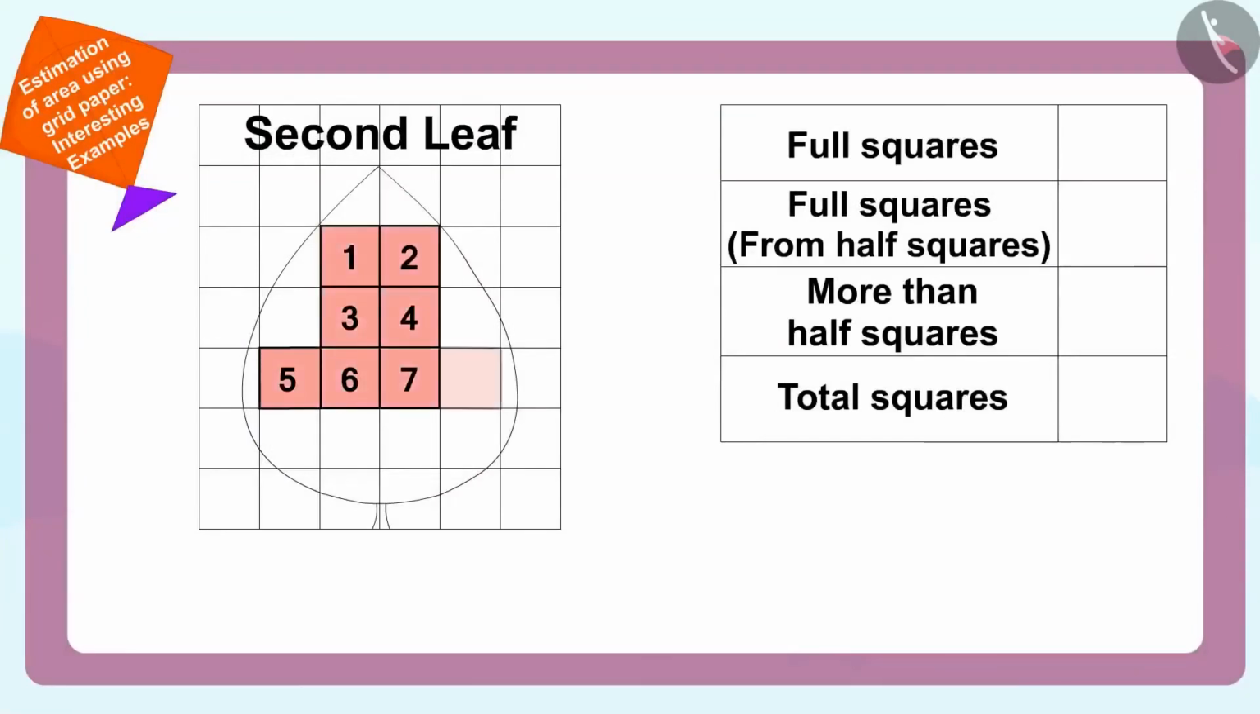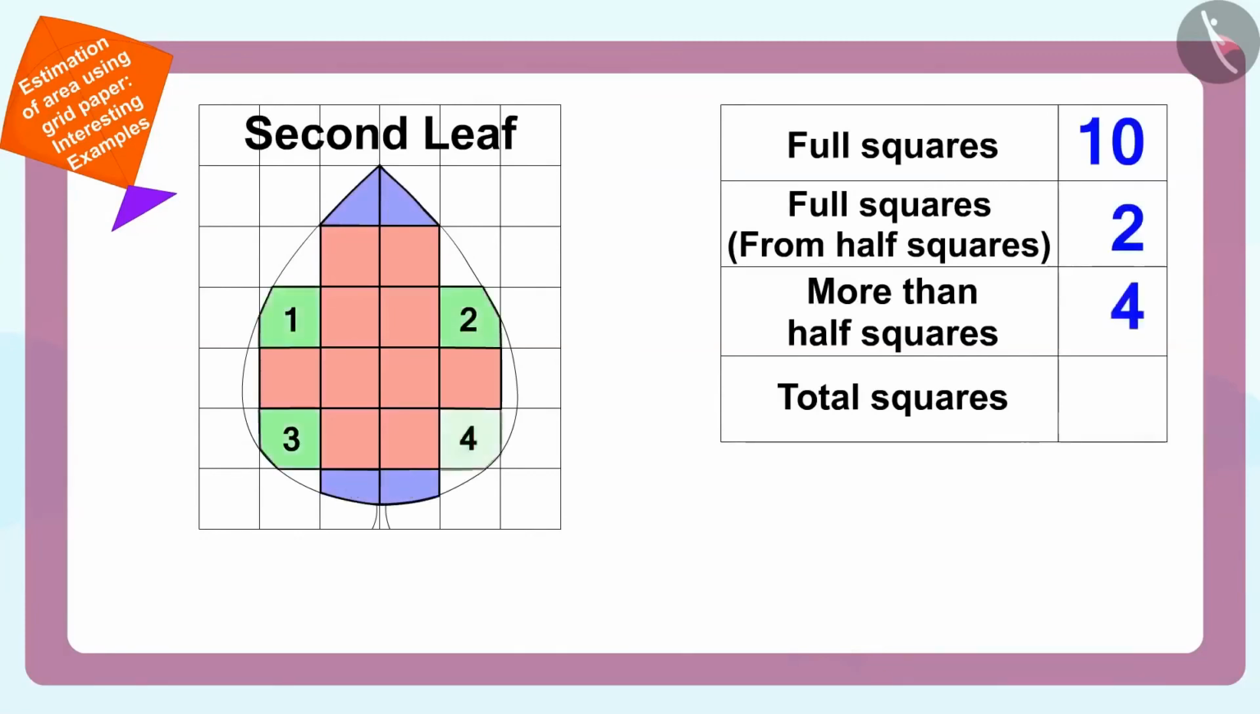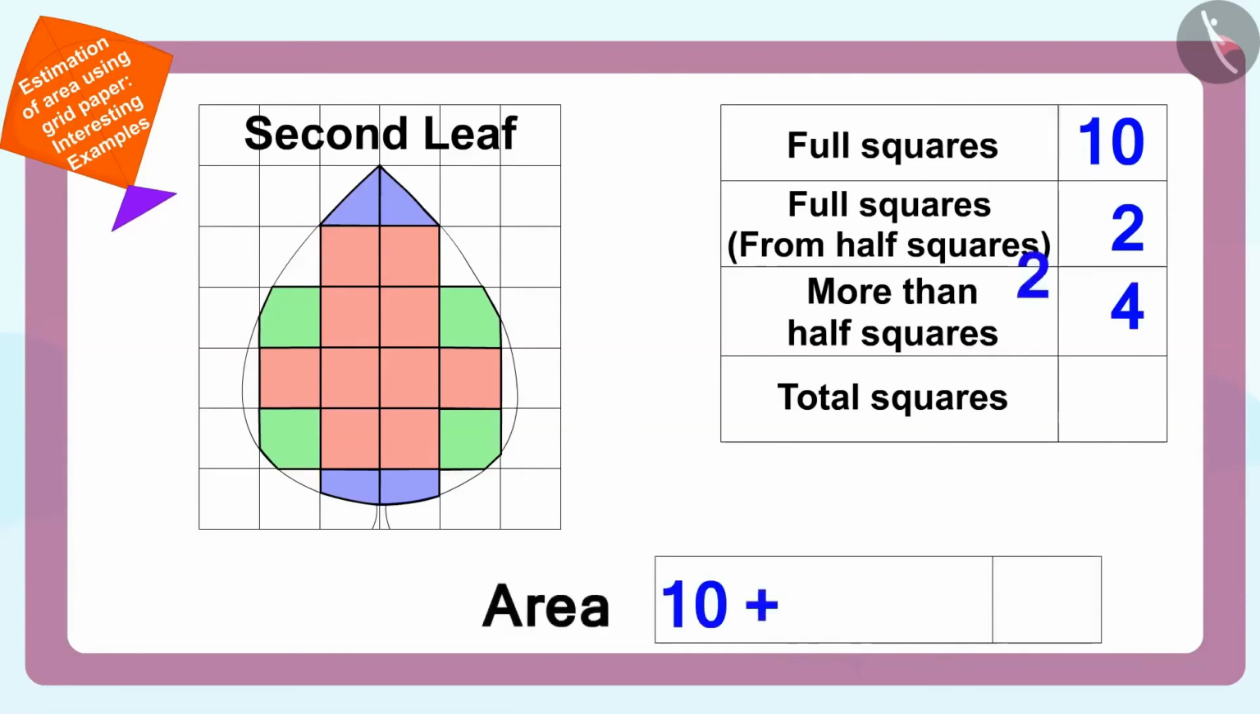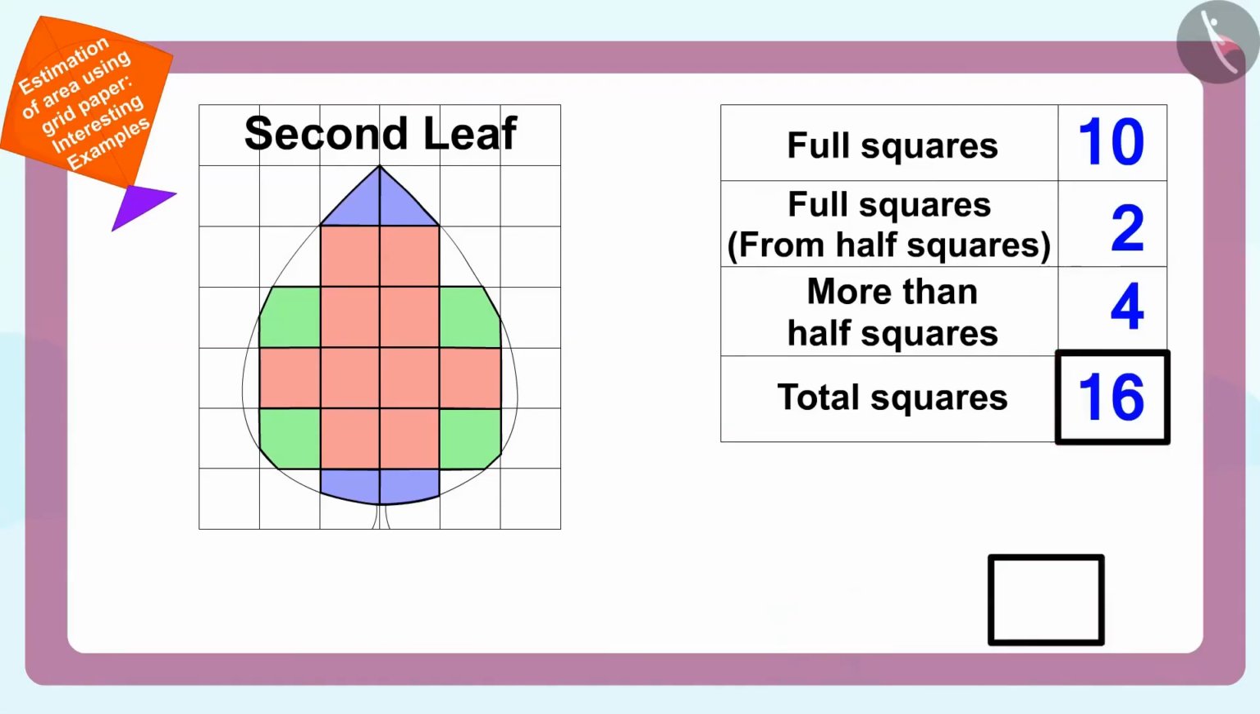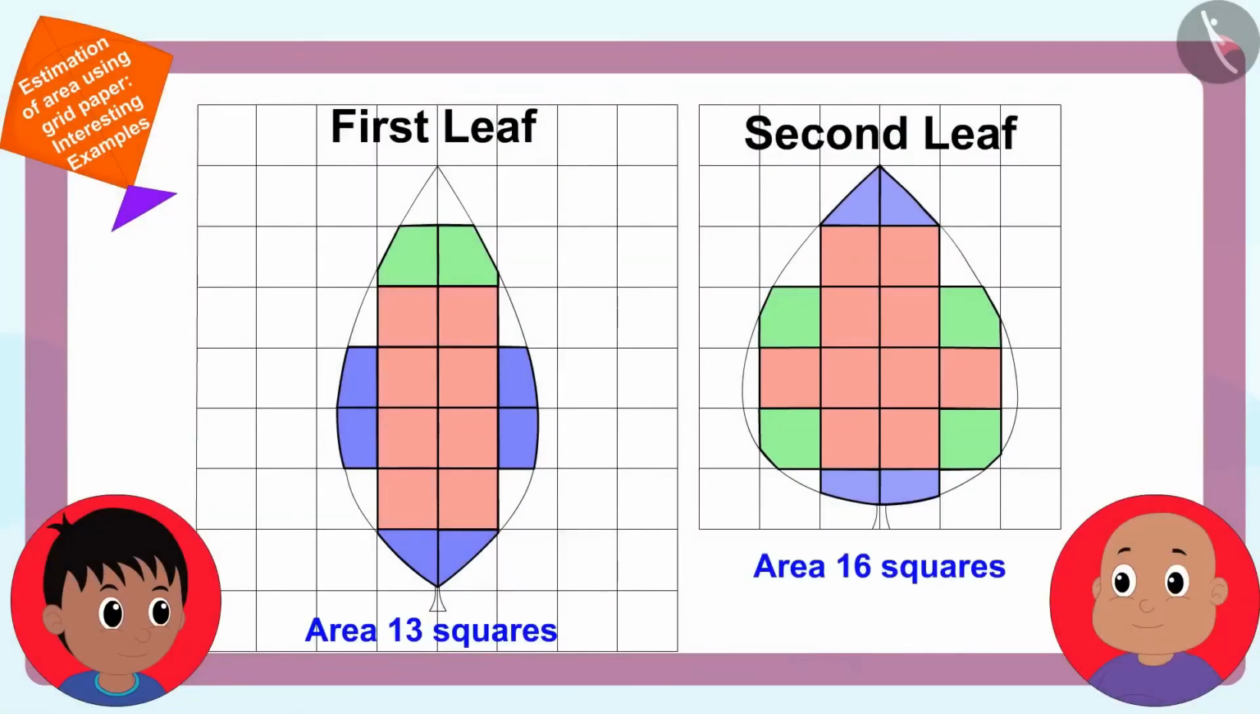The area of the second leaf has 10 full squares, 4 half or 2 full squares, and 4 more than half squares. And there are some less than half squares which we will not count. In this way, there are 10 add 2 plus 4 or 16 squares in the enclosed area of the second leaf. In other words, there are 16 squares in the area of the second leaf. Bablu also found the answer to this question just like you.